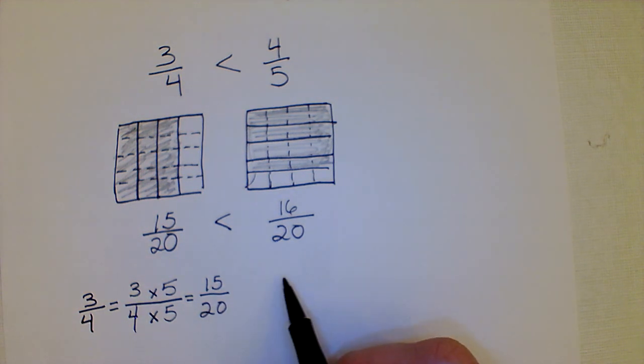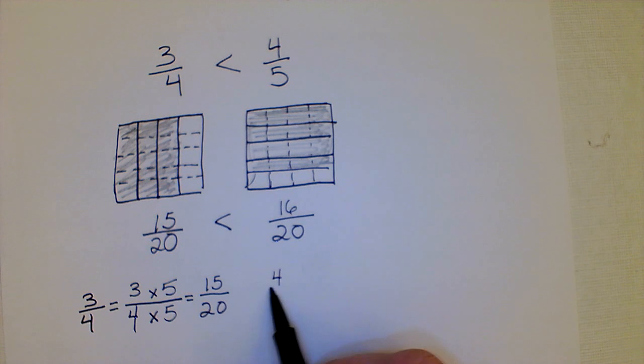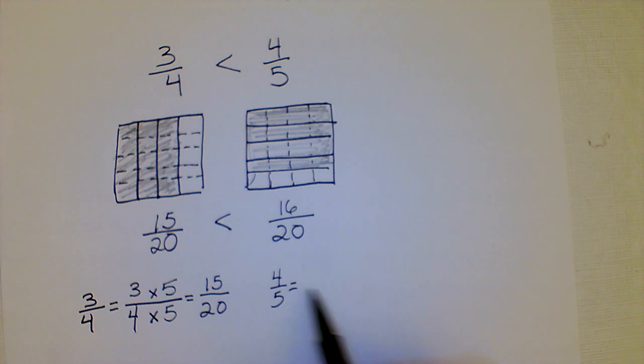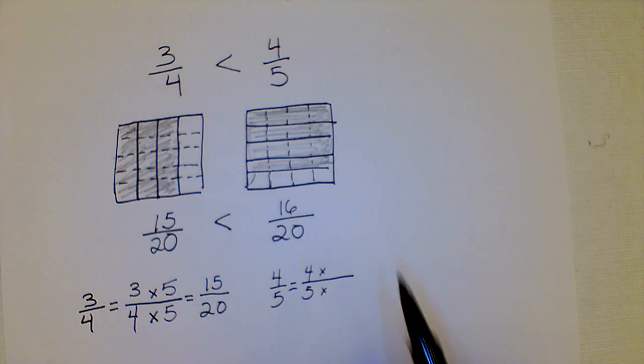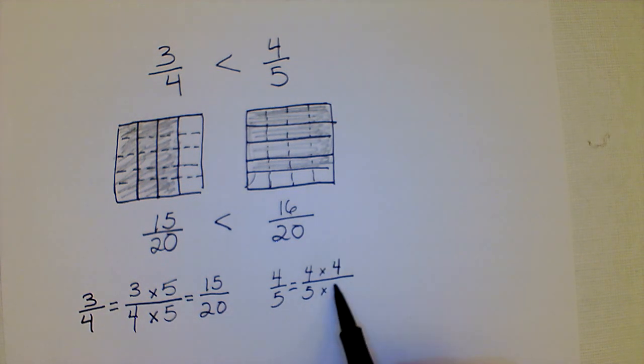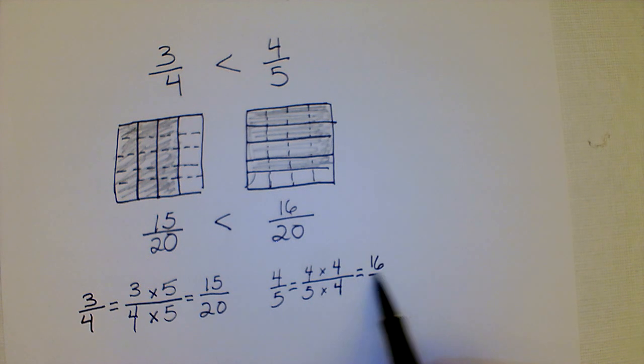Let's try this one and see what we did. So we started with 4/5, and then we decomposed it. And the way that we decomposed it was by multiplying both by 4. And when I do that, I get 4 times 4 is 16, and 5 times 4 is 20. So again, now 4/5 and 16/20 are equivalent fractions.